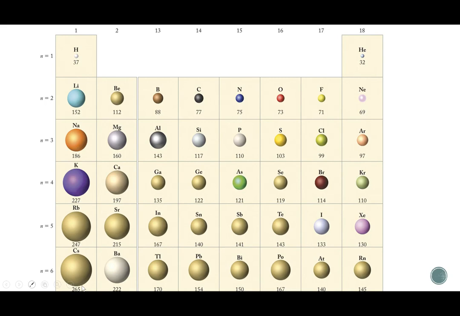So in hydrogen, where are our valence electrons? Well, they're in the 1s orbital. In lithium, where are our valence electrons? 2s. Sodium, third energy level. Potassium, fourth, fifth, and cesium has them in the 6th.